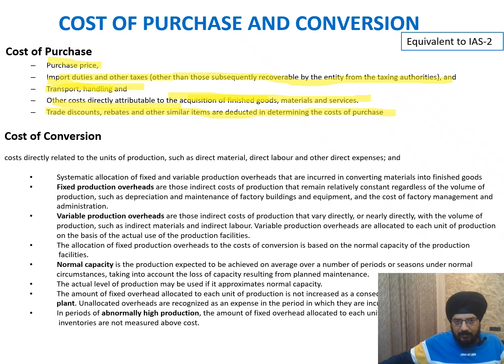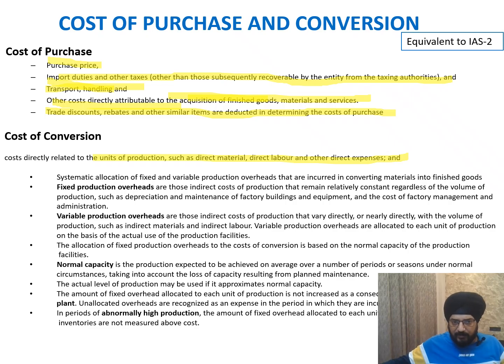Let's quickly understand the cost of conversion. Cost directly relatable to the unit of production, such as direct material, direct labor, and other direct expenses. These are specifically incurred to convert that inventory from the raw material to the finished goods. All those expenses, which are labor expenses, direct material, and other direct expenses directly required to convert that raw material into finished products, are included in my cost of conversion.